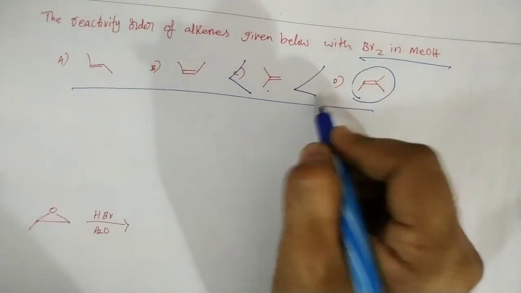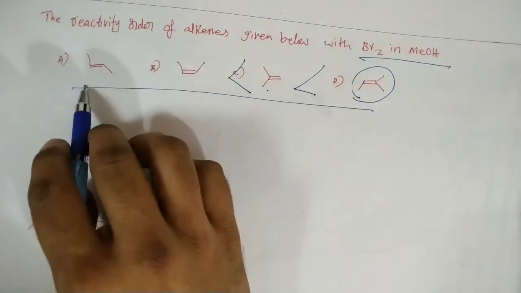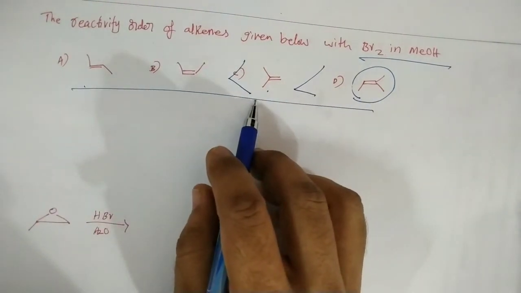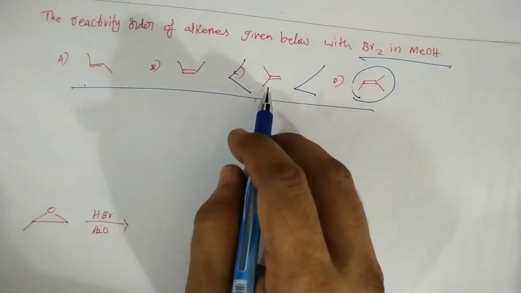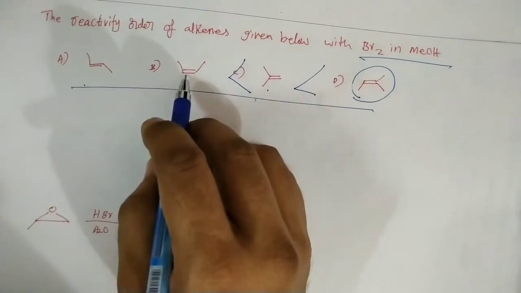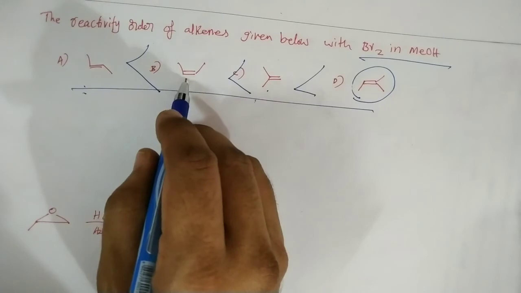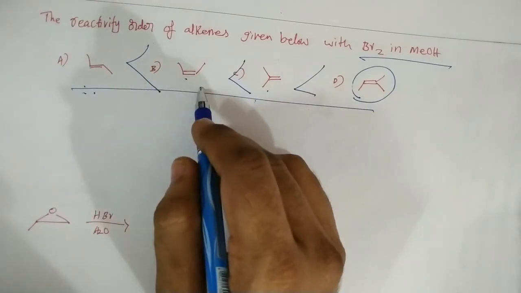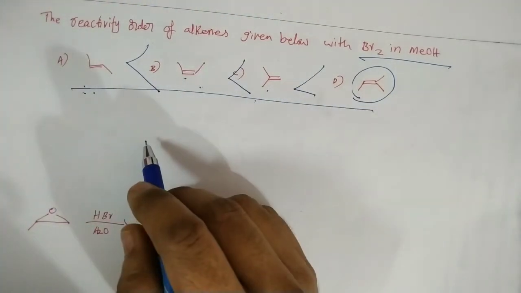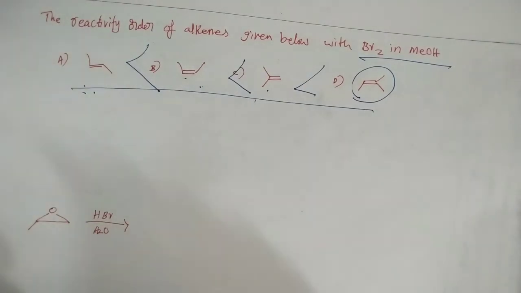Between these two, this one has 3 methyl substituents. For these three compounds, the number of substituents is the same. But in this case, the one with 1 substituent is more reactive, and then we have 2-butene, which has cis and trans forms. The cis one is more reactive towards the Br plus electrophile. Okay, that's it.